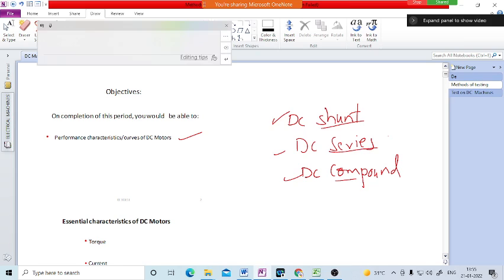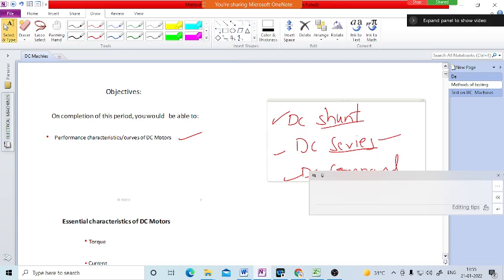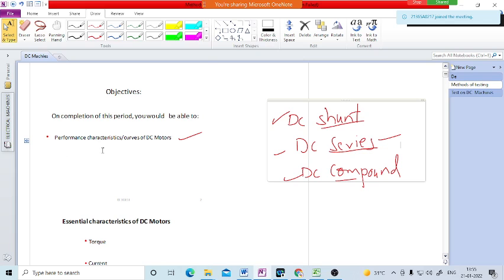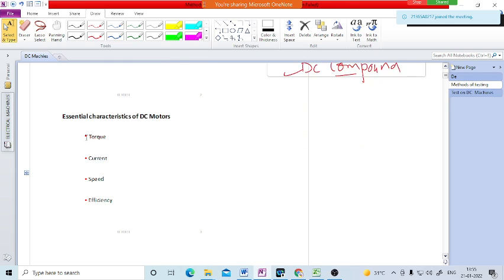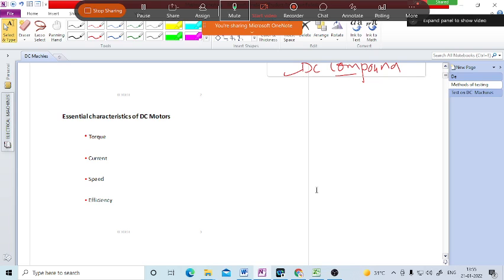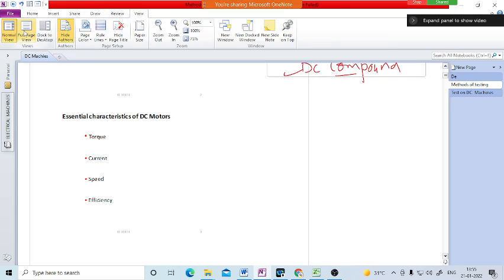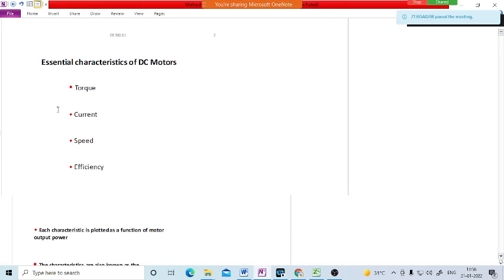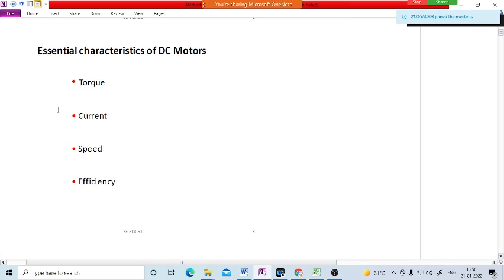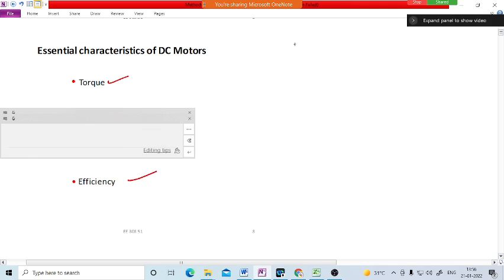To find out the characteristics of the motor, we have different types of tests: one is the direct test, another is the indirect test. We'll discuss the essential characteristics of the DC motor. The first one is torque. First we are going to deal with torque, current, speed and efficiency.